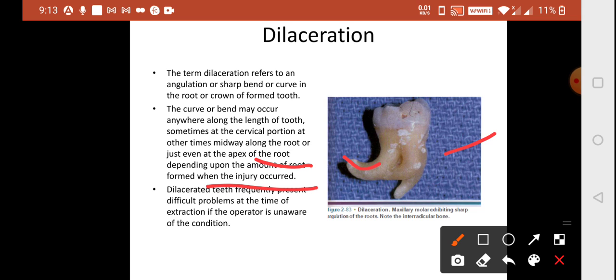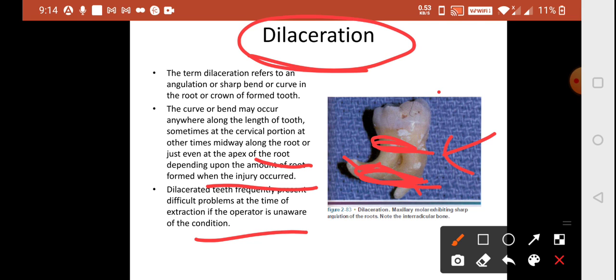So there is some injury, some pressure, some trauma that hits the tooth. At the point at which the root formation is there, if the root is formed up to the cervical portion it will bend, and if it is formed a little lower down to the apical portion it will bend. Whenever it bends, it is going to dilacerate the tooth. Okay, a dilacerated tooth frequently presents a difficult problem at the time of extraction.